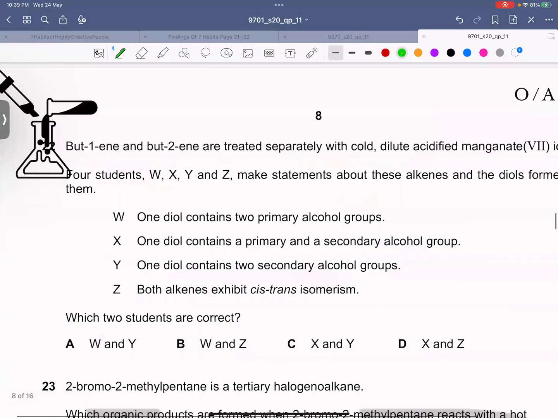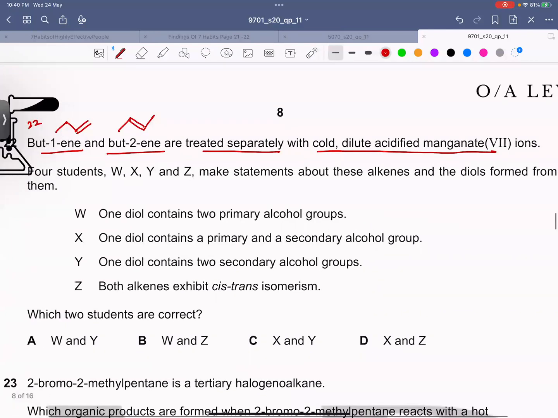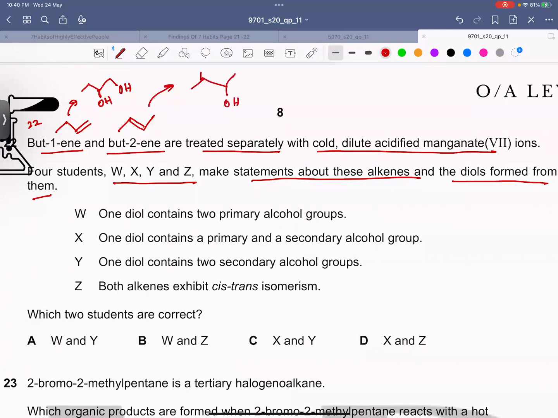Okay. Now question number 22. Butene and butene are treated separately with cold dilute acidified manganate ions. 4 students, W, X, Y, and Z, make a statement about these alkenes and the diols formed from them. So in this case, the diol that is formed would have 1 OH over here and 1 OH over here, right? And the diol formed over here would have 1 OH over here and 1 OH over here.